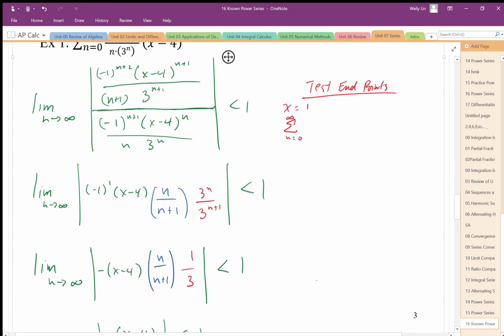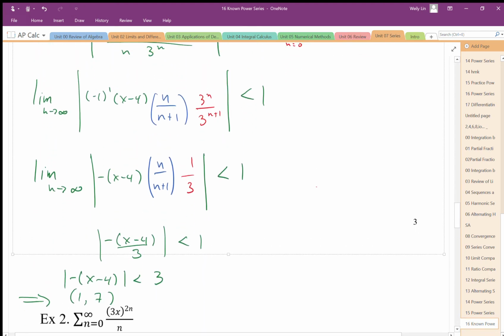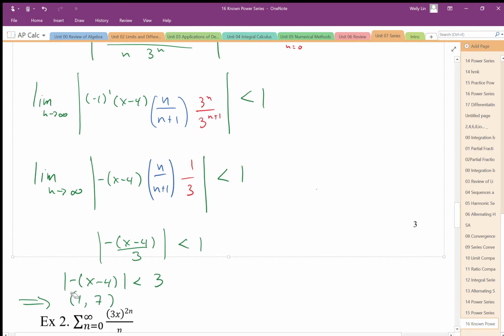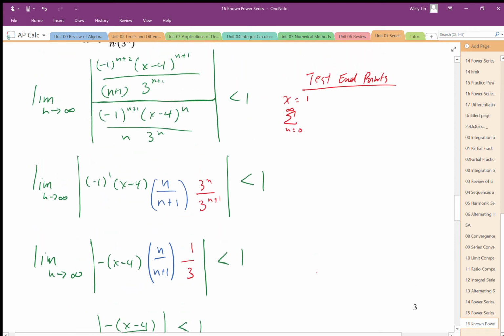So once we establish the radius of convergence here, it's going to have a radius of 3 and it's going to have endpoints at 1 and 7. We need to test those endpoints.